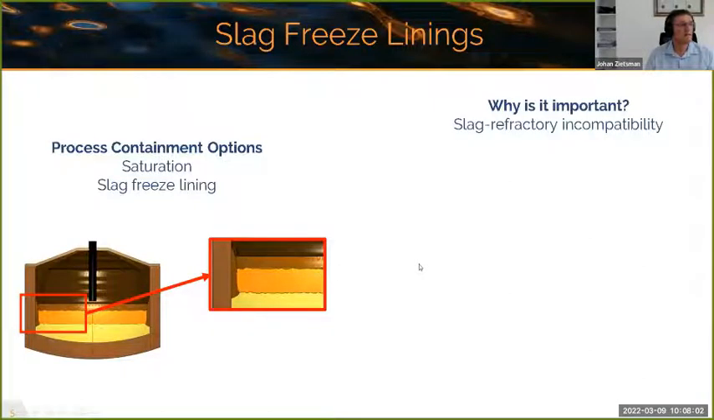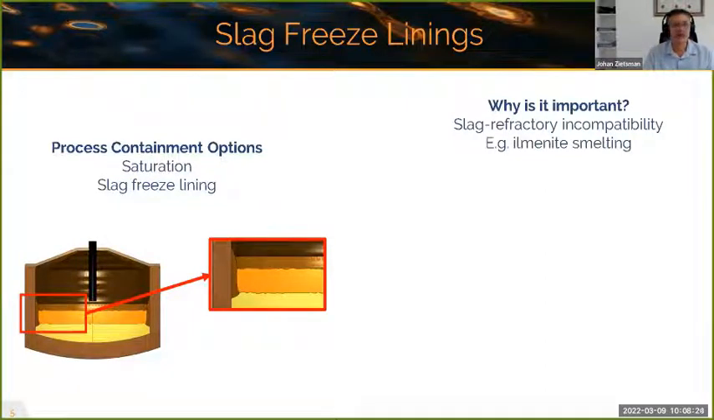Now, why is this important? It's not always possible to get slag refractory compatibility. Sometimes the slag is just incompatible with your refractory lining. And if the molten slag gets into contact with the refractory lining, it will start to wash it away.